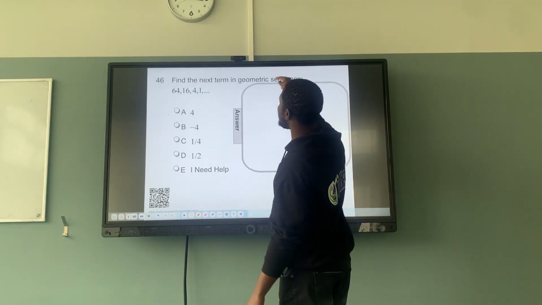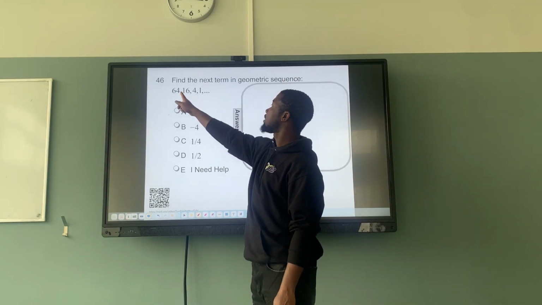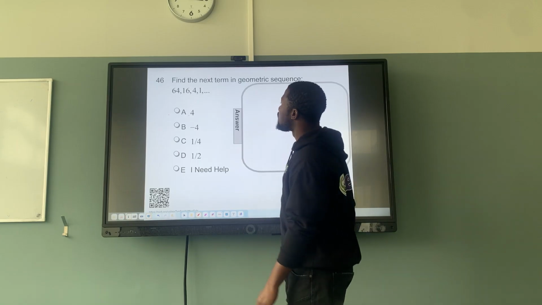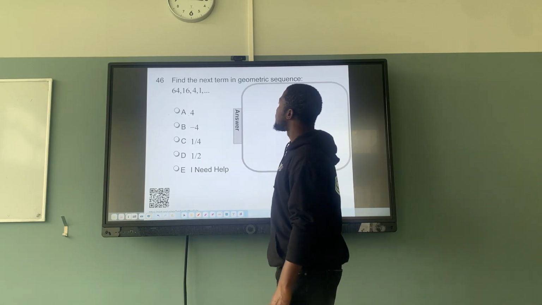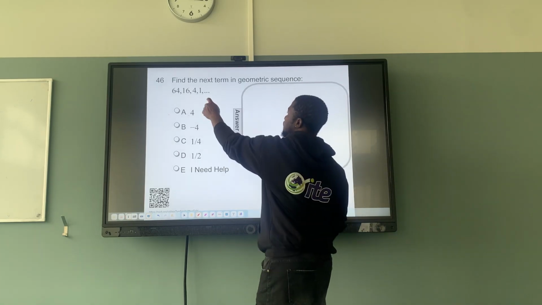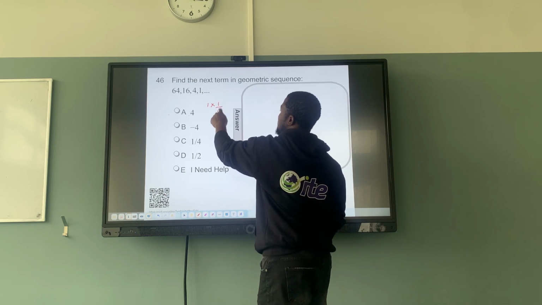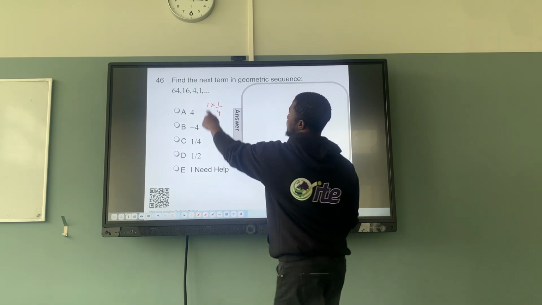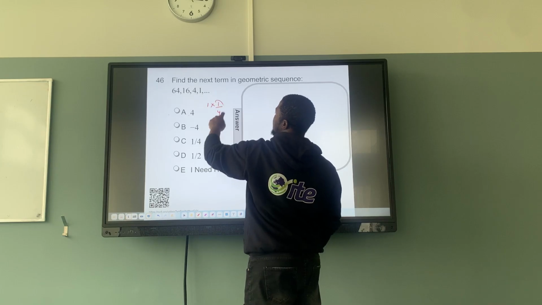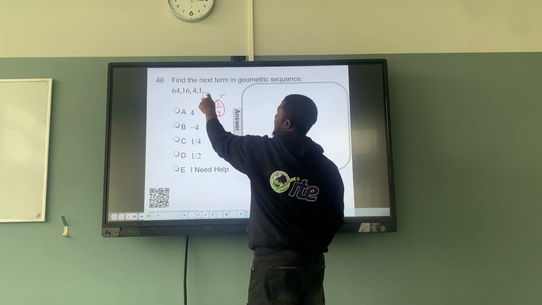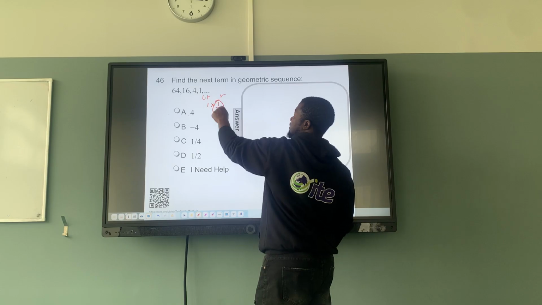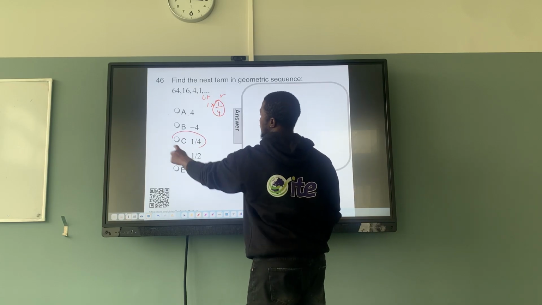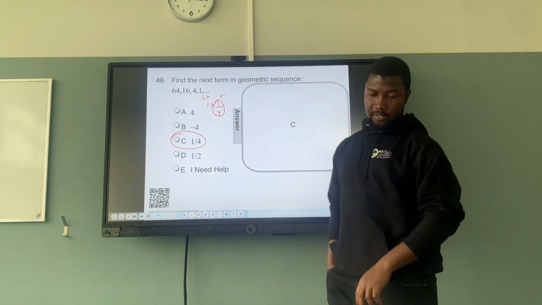To find the next term in this geometric sequence, you need to establish the common ratio, which is 1 over 4. The last term is 1, multiplied by the common ratio r, it will give you 1 over 4. So the correct answer is 1 over 4.